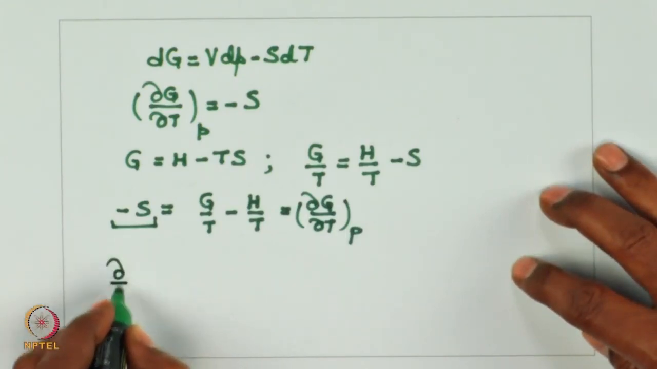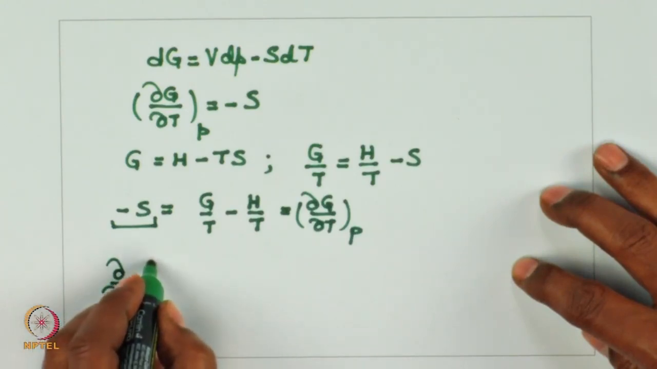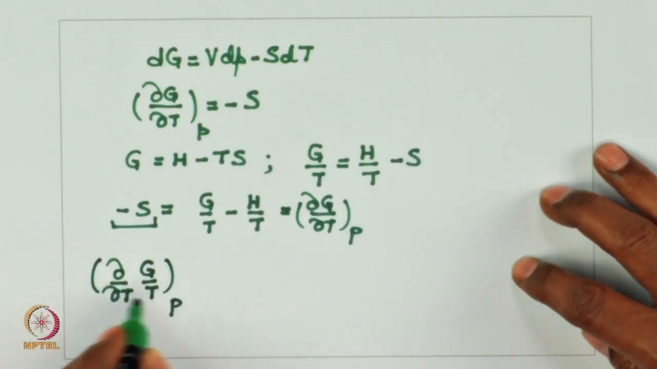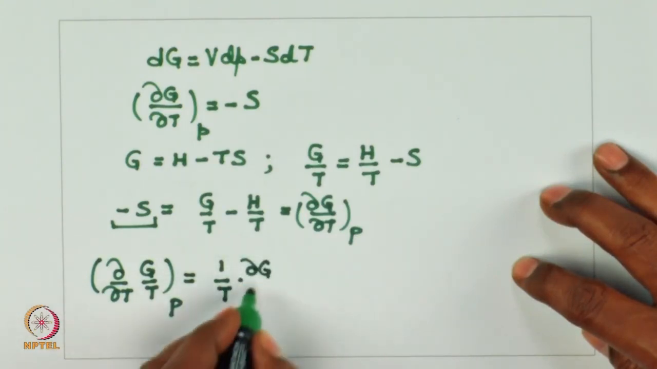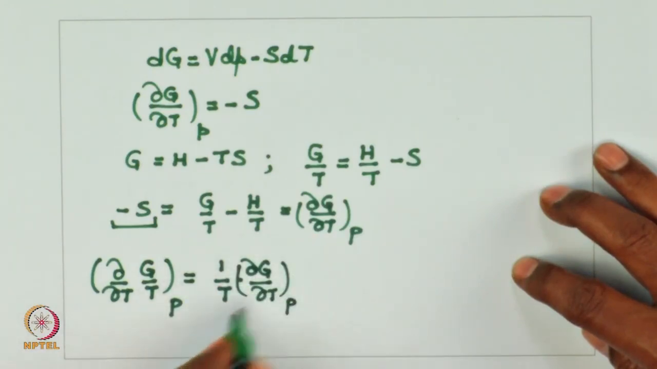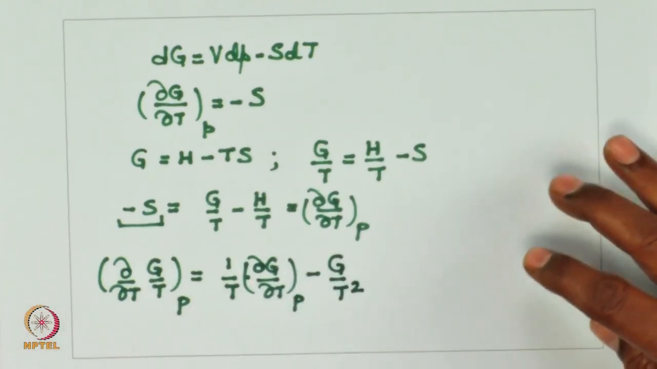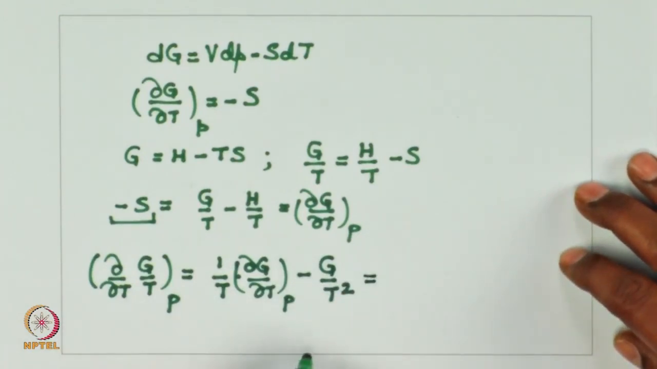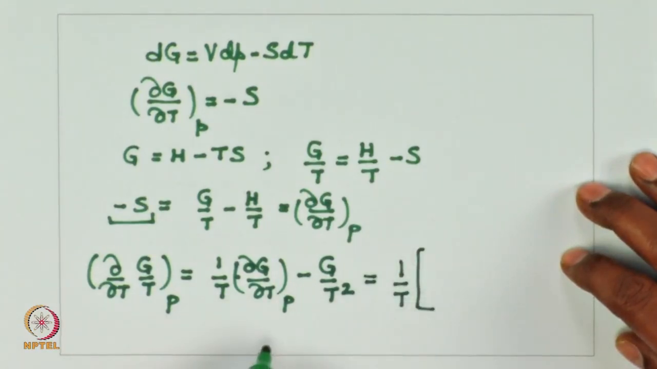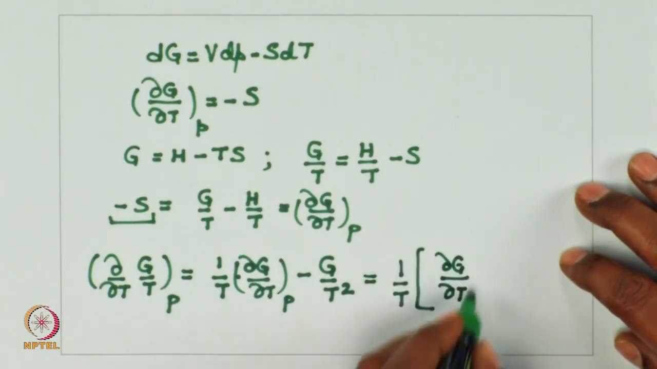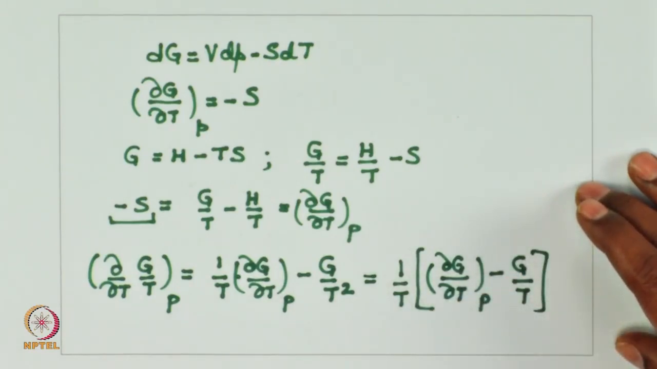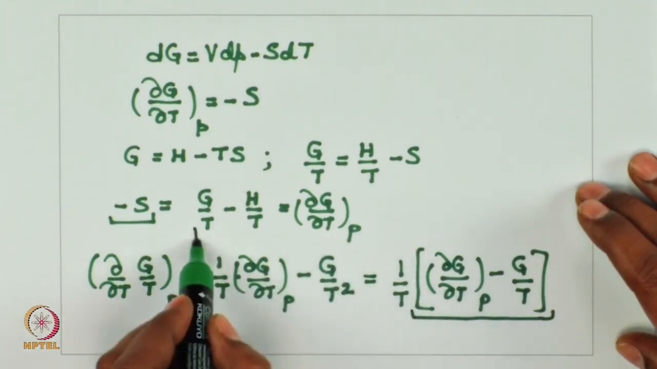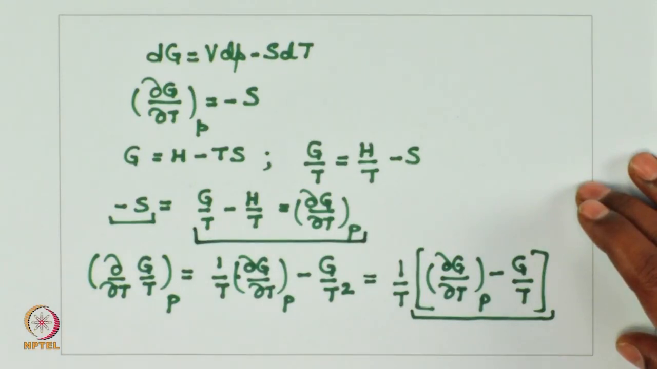Now, let me consider dou T of G by T, because this is what I am interested in. So, let us differentiate this. This is 1 by T into partial derivative of G with respect to T at constant pressure minus G by T square, which is equal to 1 by T into dou G by dou T at constant pressure minus G by T. And this information I can get from here, what we derived.